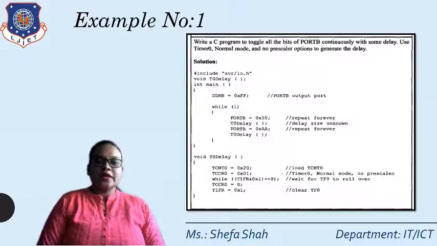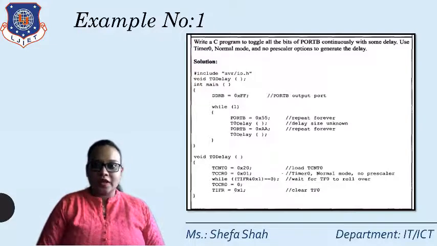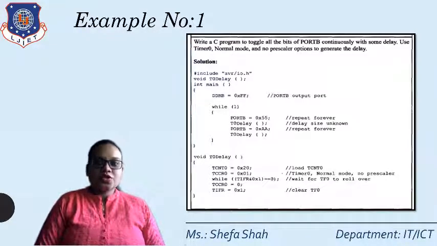As you can see in int main, what we need to do is toggle all the bits of port B, so port B will be our output port. We have declared port B as an output port by assigning 0xFF to DDRB. That means all 8 bits of the data direction register are set to 1, so port B now works as an output port. Then while(1) is for the continuous loop. Here we take port B equal to 0x55, that means first we load 55 into port B.